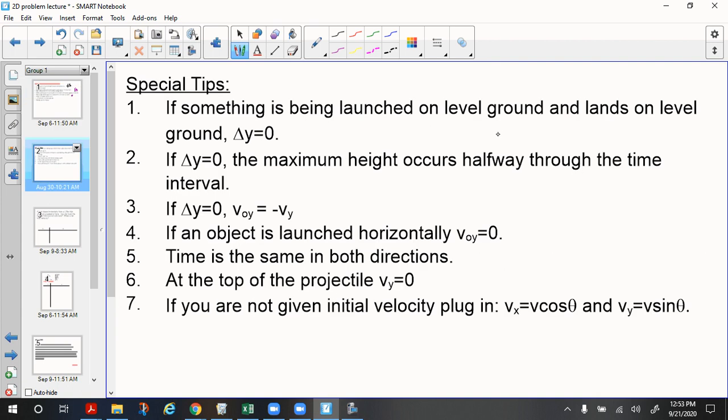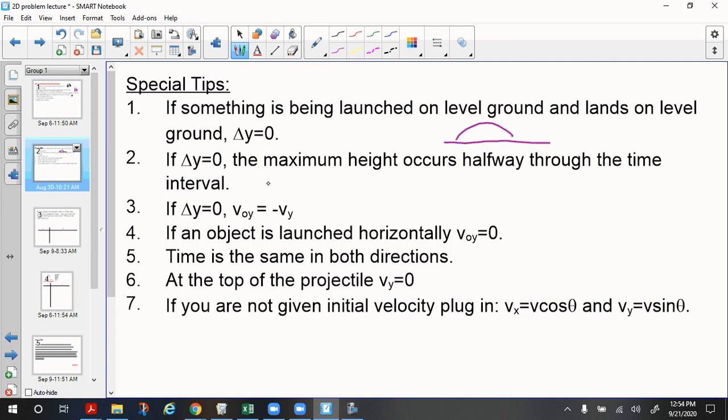If something is being launched on level ground and lands on level ground, delta Y will be 0. This is not often stated, but it'll just say something like a soccer player kicks a ball in a field. So you're just assuming that the ball's going up and coming back down to the same place, and so your delta Y is 0.